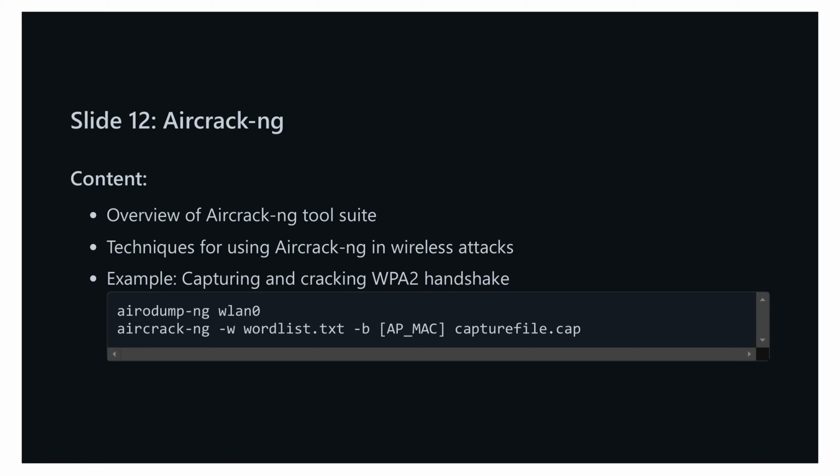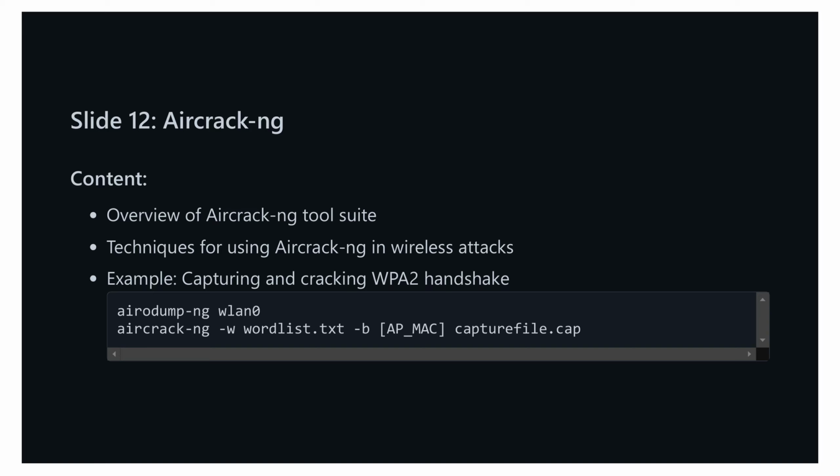This can be especially useful for gathering data to later feed into Aircrack-NG for the actual key cracking process. You would typically run a command like airodump-ng wlan0, where wlan0 is the interface name. Aircrack-NG is the tool used for cracking WEP and WPA-PSK keys. A common attack involves capturing the WPA2 handshake and then attempting to crack it using a word list.